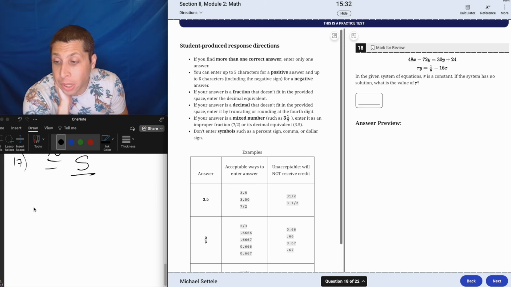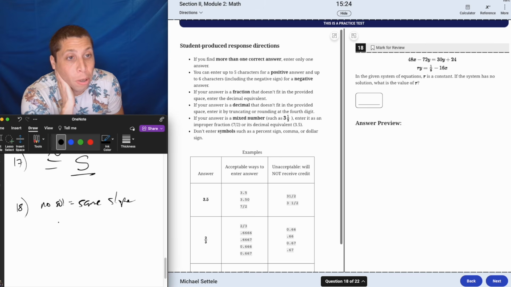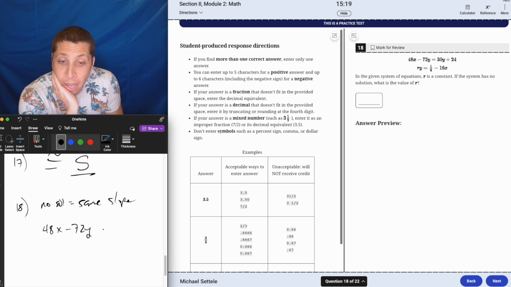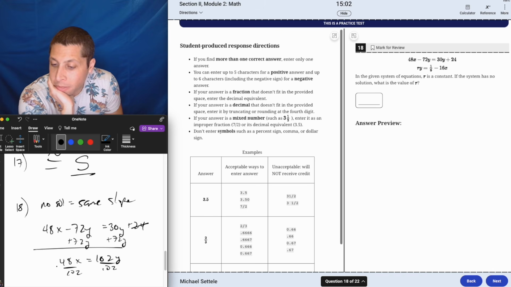These are lines, so we're going to think of it as slopes. No solution equals same slope. So let's get some slopes. So 48x minus 72y is equal to 30y plus 24. So let's add that 72 over. Let's kill this because I don't care about that if it's a slope. So 48x is equal to 102y divided by 102 divided by 102. So the slope of this is whatever 48 over 102 reduces to. Okay.